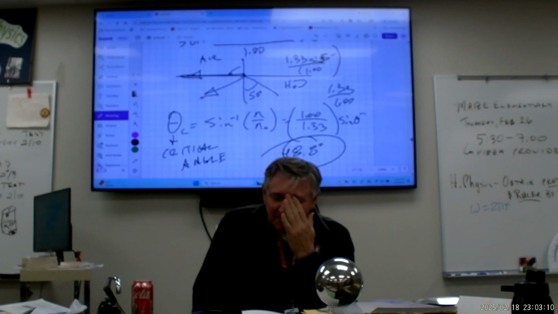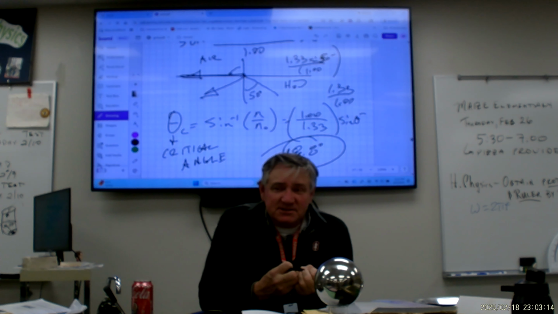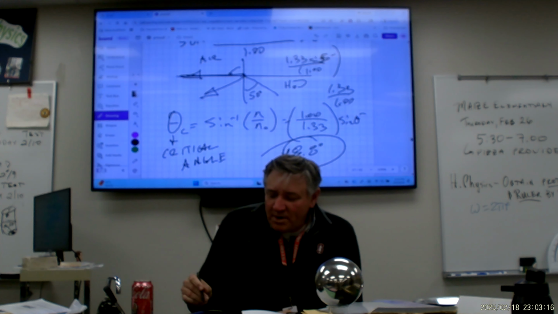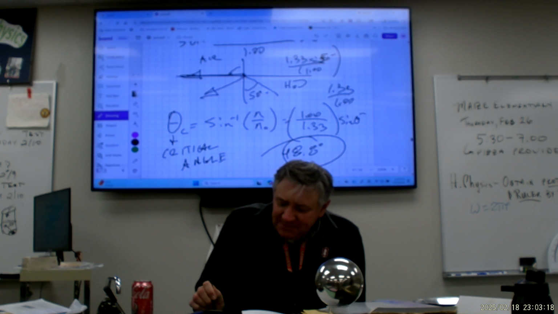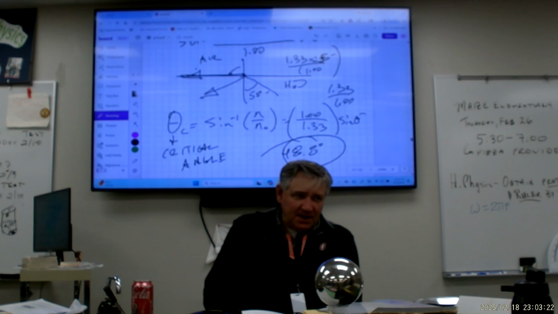Okay, so this is how you can tell. Look what happens. This only works when you're going from a more optically dense medium to a less optically dense medium.